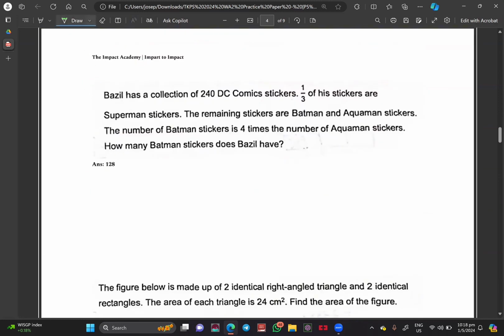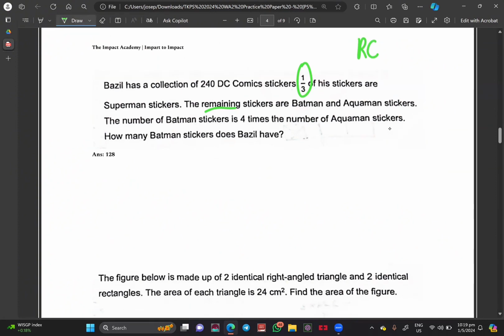As you can see over here, the word remaining is there. What else? We have a fraction. So, of course, when you see something like that, you can say that this is a remainder concept. Isn't that true? Now, this person has a collection of 240 DC comic stickers. So what we want to do is say 240 is my total.